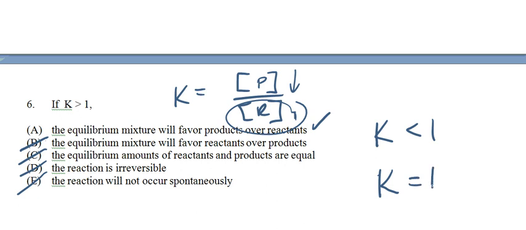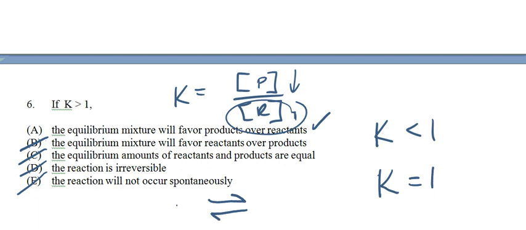K would be equal to 1. Not greater than or less than. They'd be equal. The reaction is irreversible. Well, I hate to say it, but equilibrium reactions are forward and backward. So if we have a K value, then we have a reversible reaction. The reaction will not occur spontaneously.